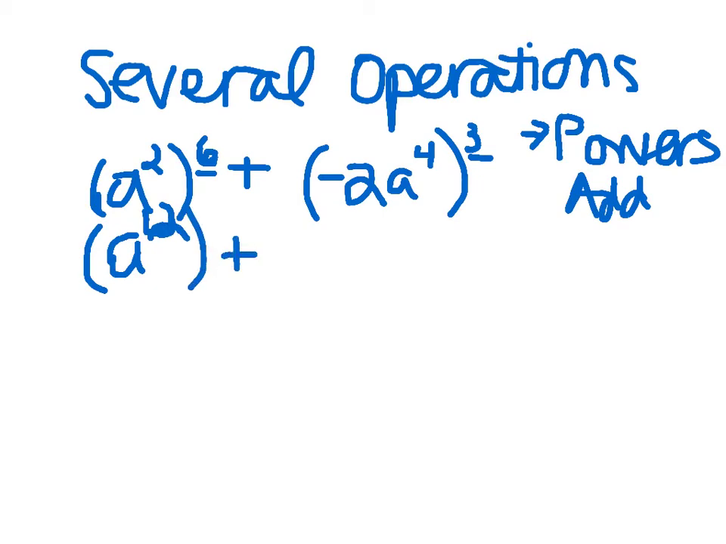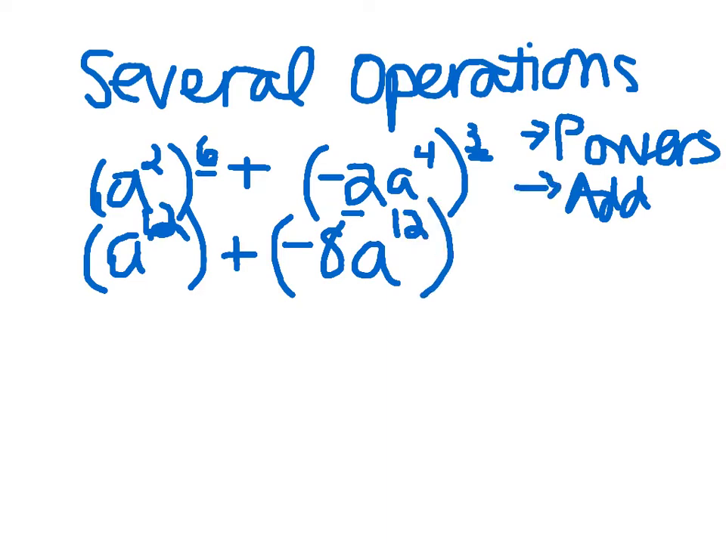A to the 12th plus raising a negative 2 to the 3rd power, because this is powers, and we raise coefficients to the given power, it's making that negative 8, and we multiply the exponents. So that's powers. Now we're going to add.